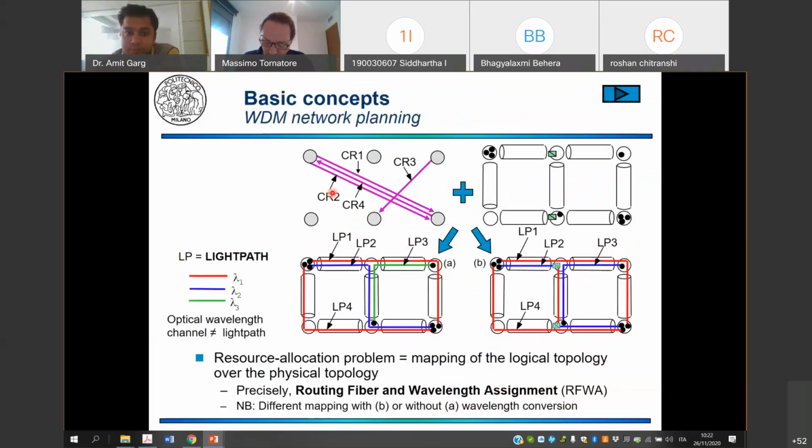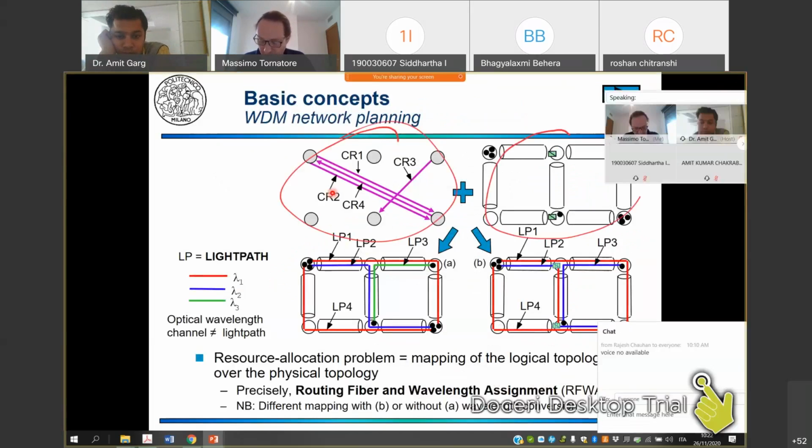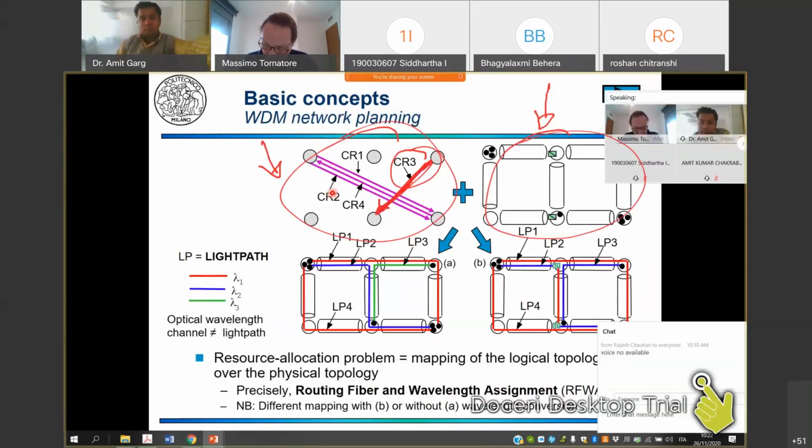we have a logical topology on one side, and a physical topology on the other side. This is the customer view. This is the network operator view. What the network operator has to do is to take each of the requests, for example, this request here, CR3, and for this request, it has to define a routing over its physical topology. In this case, for example, CR3 is routed this way.